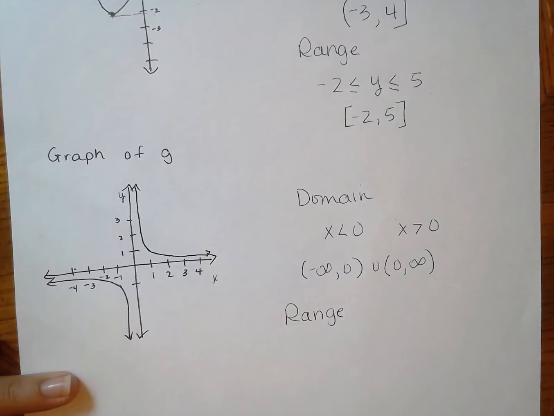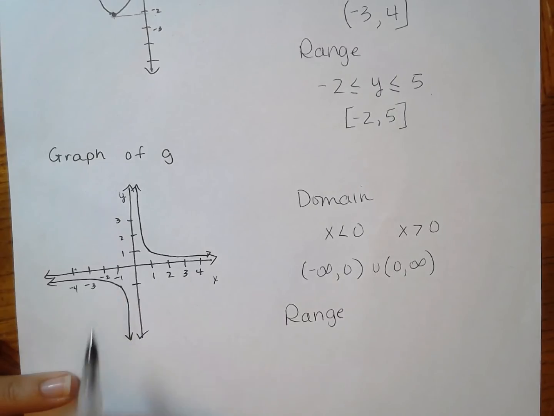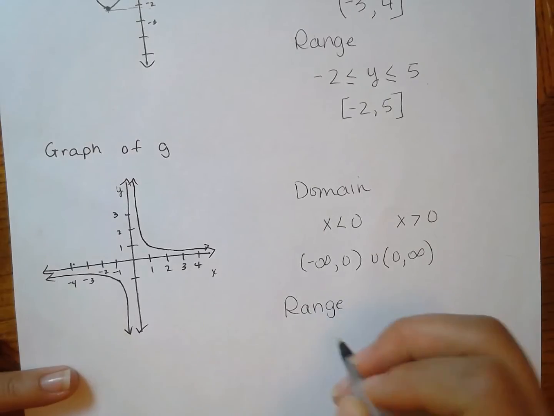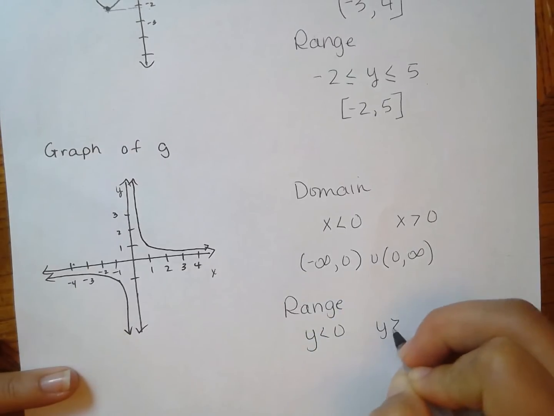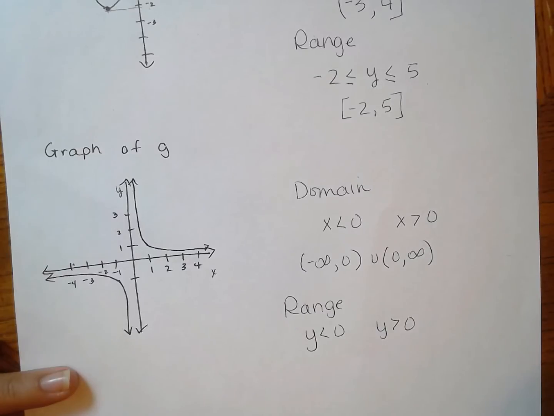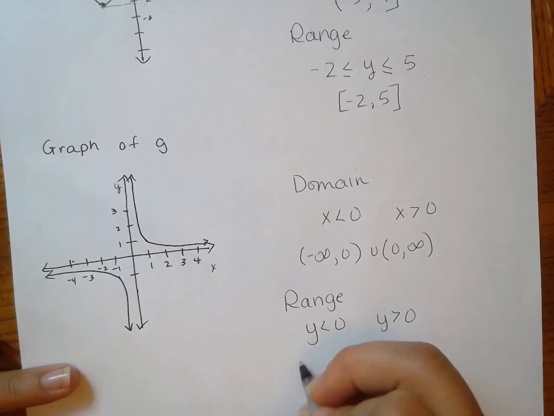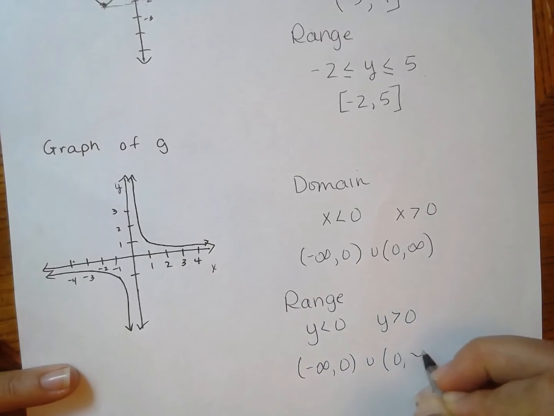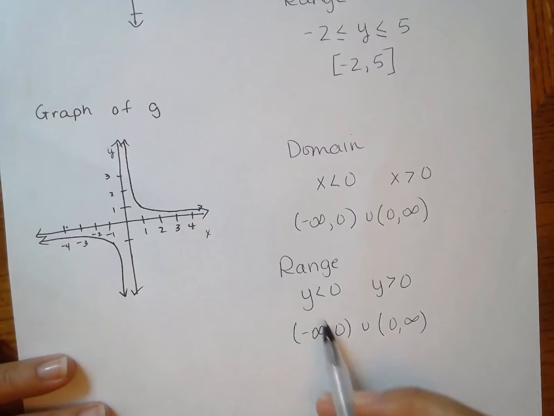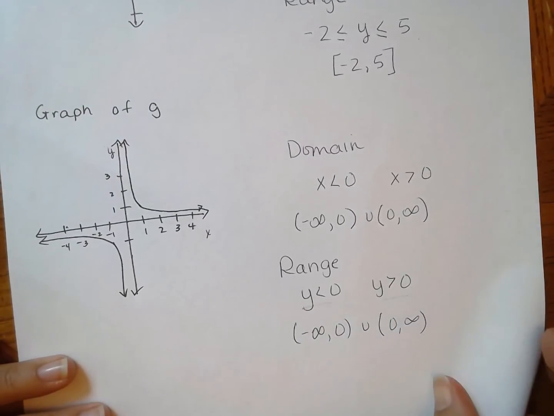And so y can't be 0 either. And so my range would also be y is less than 0 or y is greater than 0, but it just can't be 0. Okay. So I would write this, it would look exactly the same as this. It would be negative infinity to 0 union 0 to positive infinity in interval notation. Again, if you can write the inequalities, that's fine.